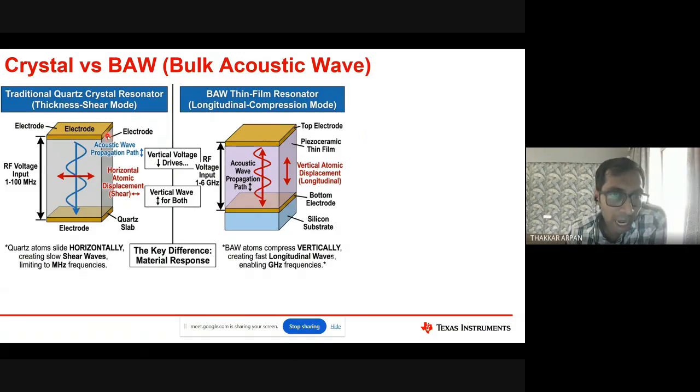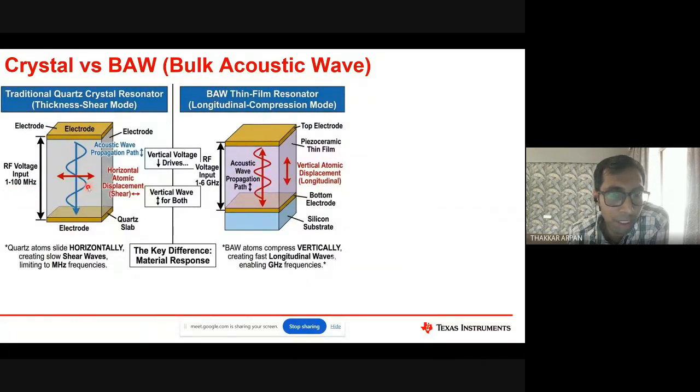So basically, I am here in this slide. I want to show you how exactly the vibrations happen, and what is different about this bulk acoustic wave. Both have two electrodes. First, why even go for this bulk acoustic wave? Because it can generate higher frequencies. As I said earlier, you can only generate up to 100 to 200 megahertz from the crystal.